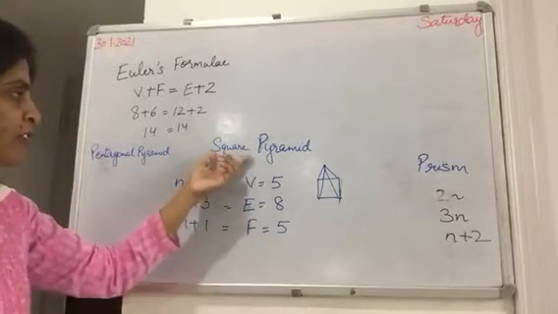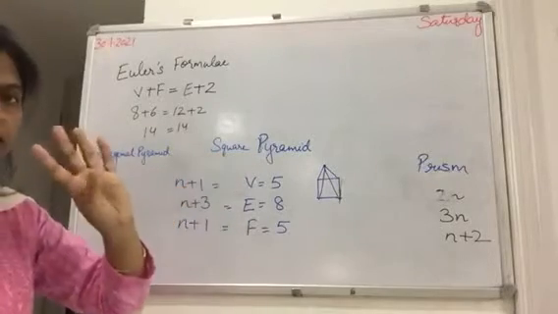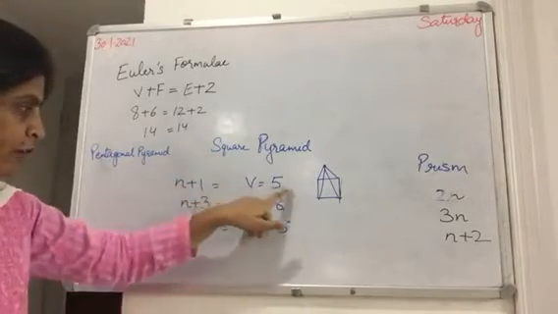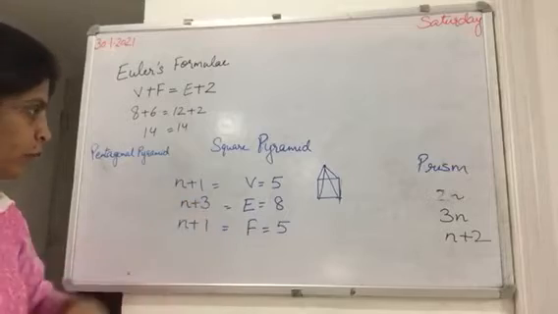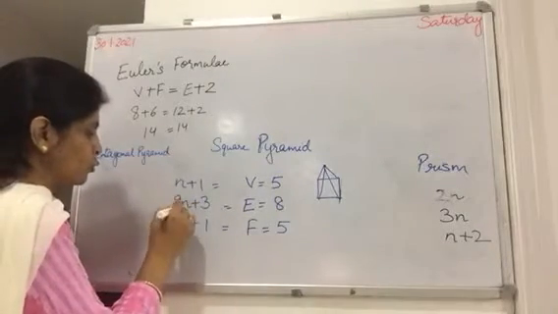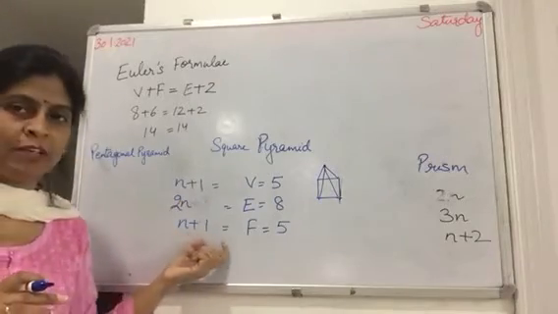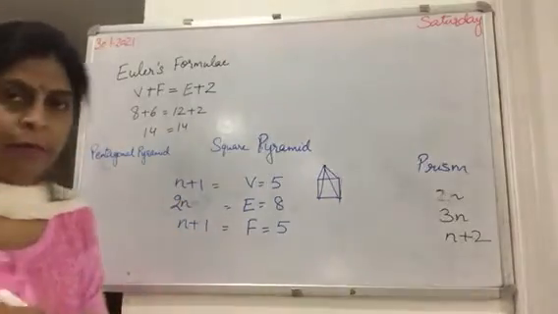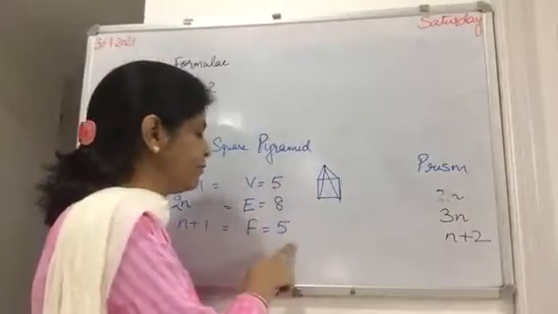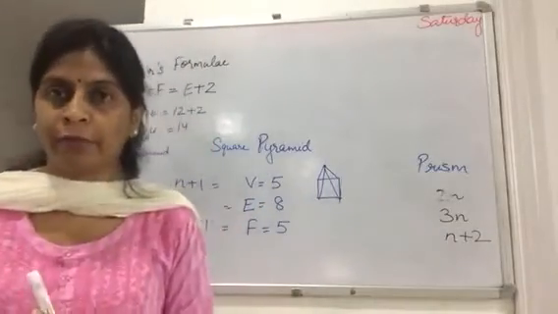Yes. Now because it is a square, and a square has 4 sides, so 4 plus 1, 5. Edges: 4 into 2, and faces: 4 plus 1, 5. Now always remember, whenever your vertices and faces are the same, it is a pyramid.